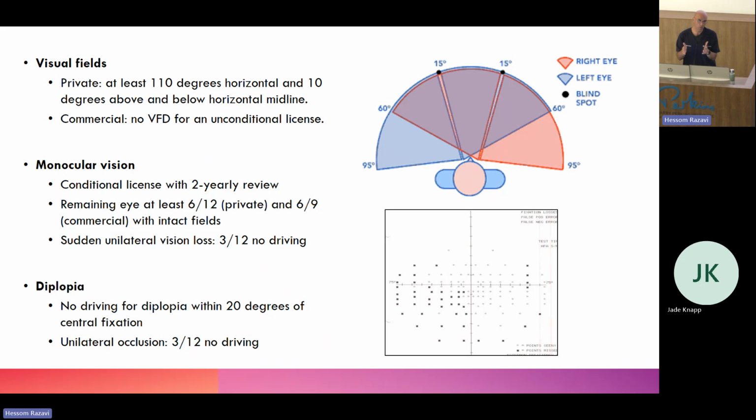For example, you might have double vision that only occurs at the extremes of gaze. So when I look to my far right out here, then let's say I get horizontal diplopia. That's okay, because I don't have to do that when I'm driving. I can just turn my head to the right and avoid getting diplopia. But if it's within 20 degrees of the middle, it's hard to avoid that. It's virtually impossible.